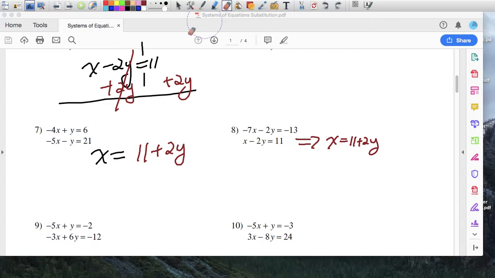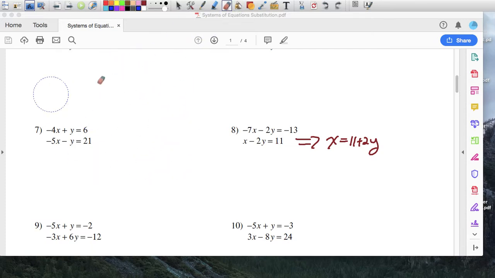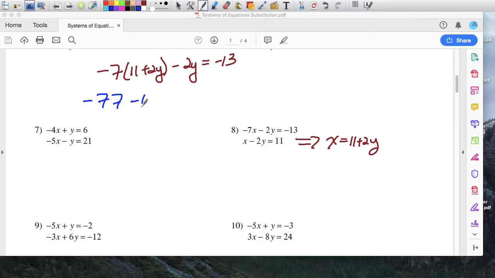Now I'm going to use that information, go to this equation, the larger one, and substitute wherever I see x with 11 plus 2y. So I'm going to get negative 7 times 11 plus 2y, minus 2y equals negative 13. I get negative 77 minus 14y minus 2y equals negative 13. I combine these like terms here, and I get negative 16y equals negative 13.